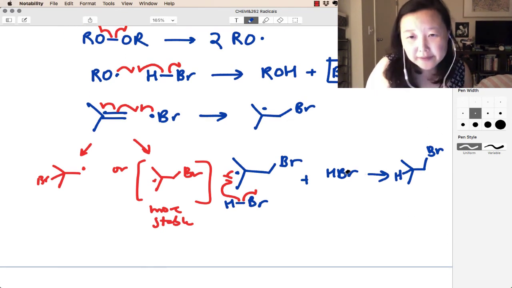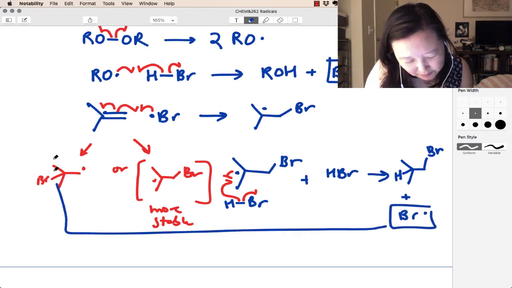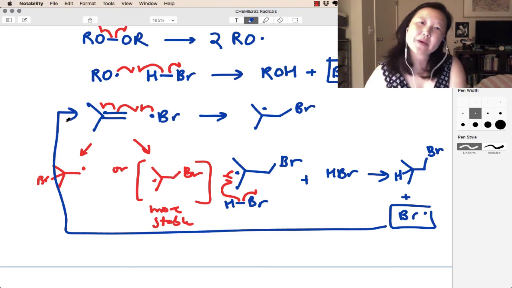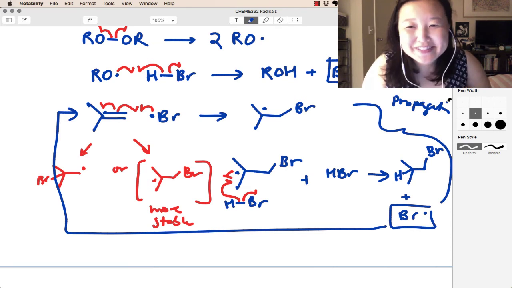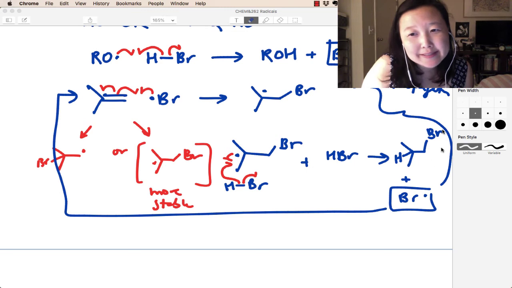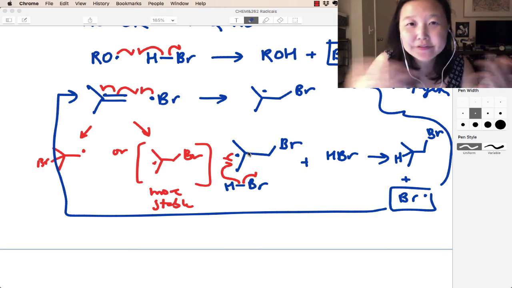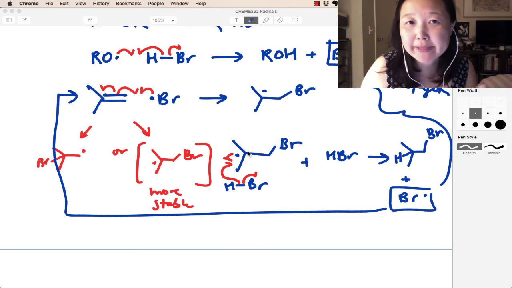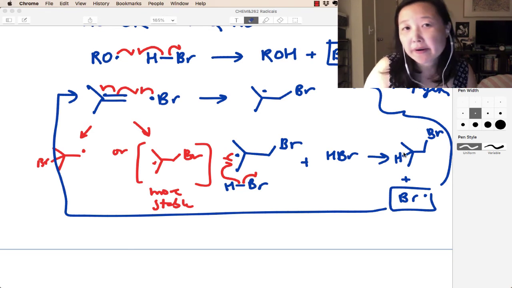But I also have bromide radical, which then can feed back into here. Okay, so that's why we have these two steps being propagation. Hopefully it'll be neater in your notes than in mine. And then our termination step: we're making product in this propagation step, and there is no hydrogen radical and alkyl halide radical that's going to collapse together because we're trying to avoid making hydrogen radicals. So there's no termination step that's going to give me the product that I want. It's already part of the propagation step.